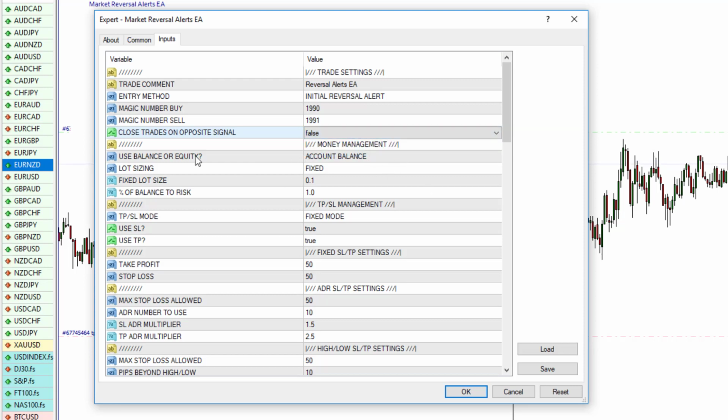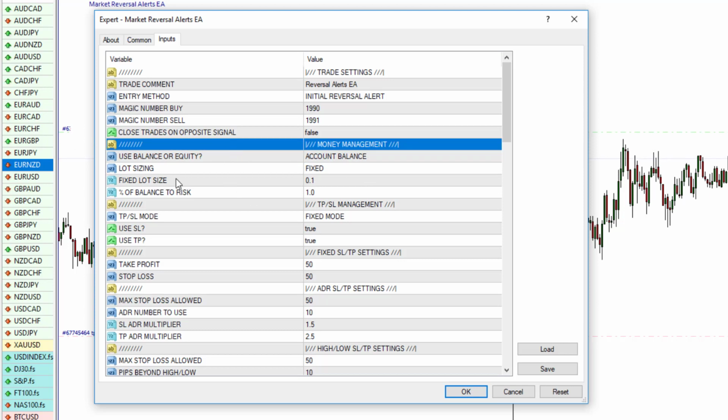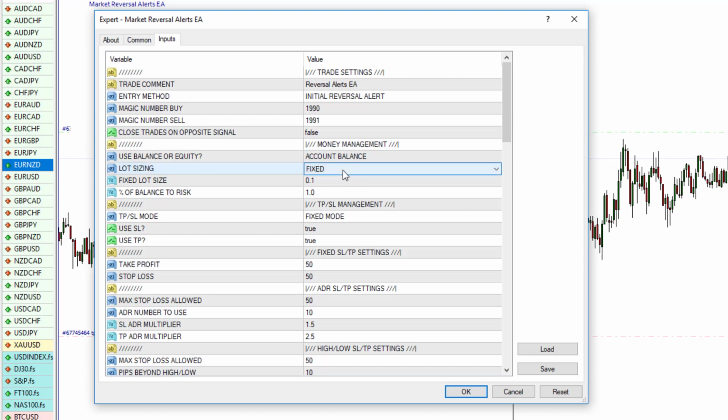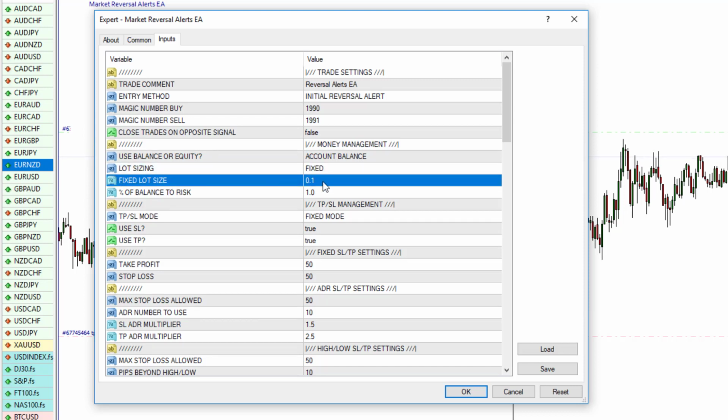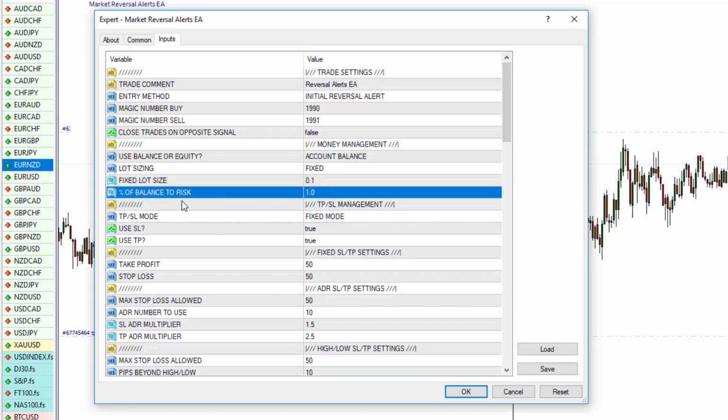Money management options. You can use either balance or equity as the measurement for how you're going to manage your risk. You can have different lot sizing selected, so you can either use fixed or percentage. If using fixed lot size, you simply enter the lot size in there as a decimal. If you're using a percentage of your balance as risk, you enter that in there as a percentage.